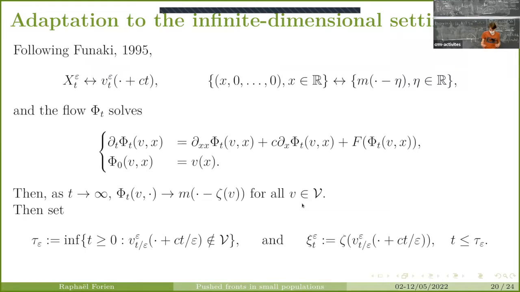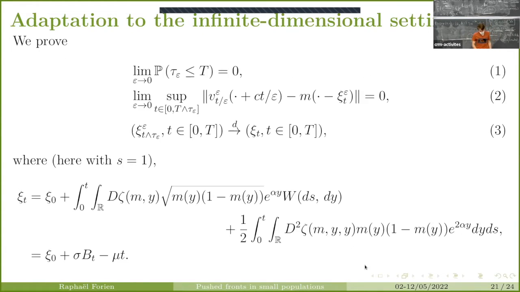And as soon as v is in a nice neighborhood of this manifold, we know that the flow converges to a point on the manifold. And so for any time such that v is still in this neighborhood, we can define psi epsilon as this zeta coordinate of the solution. And pretty much the same trick as before works and can be applied for this equation.